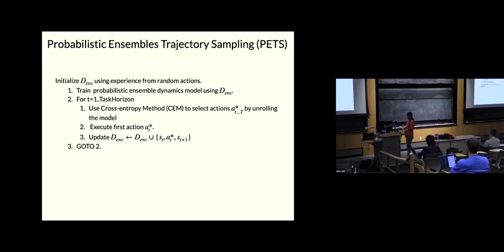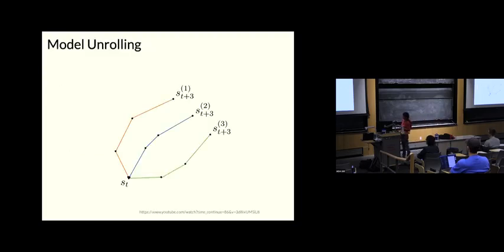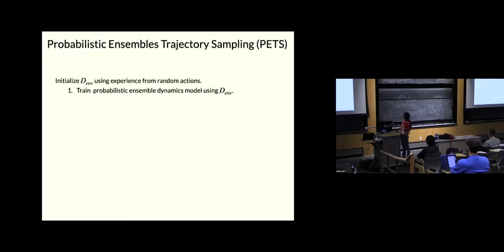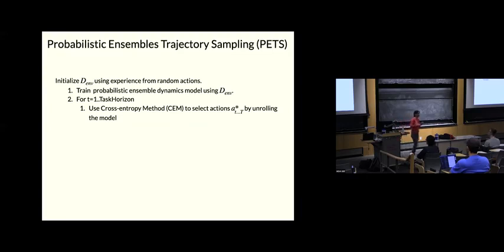So who would like to say what we were sampling in our search here? Actually here it says we use the cross entropy method to select actions by unrolling the model. What are we sampling over? Some suggestions? Trajectories. We sample trajectories, but how do you sample trajectories? By unrolling the dynamics model.